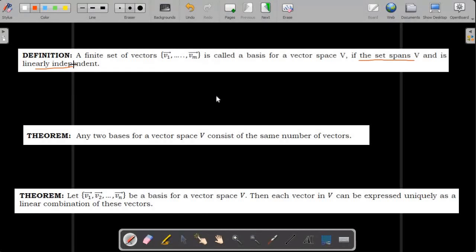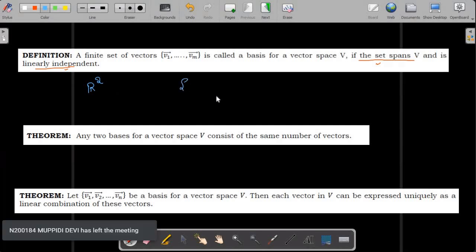Or in other words, we are looking at the smallest possible set with which we can generate the entire vector space. The smallest possibility is ensured by the linear independence, and the generation is ensured by the span of V. So if you have these two things on a set, then you can say that set is a basis set.